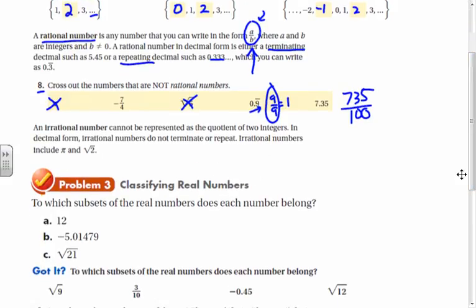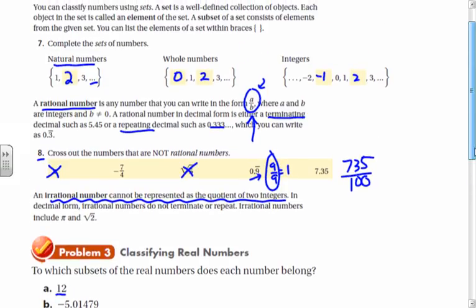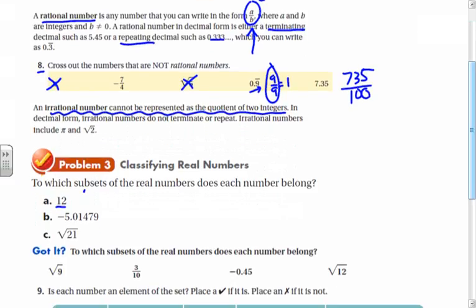Okay, so an irrational number cannot be written as the quotient of 2 integers. That's important. So we're going to talk about the subsets. Now 12, if you look at these sets up here, 12 is in this set, this set, this set, and it's also a rational number because we can think of it as a fraction, 12 over 1, so we can write it as the ratio of 2 integers. So we're going to say natural, whole, integers, I'm going to abbreviate it like that, and rational.